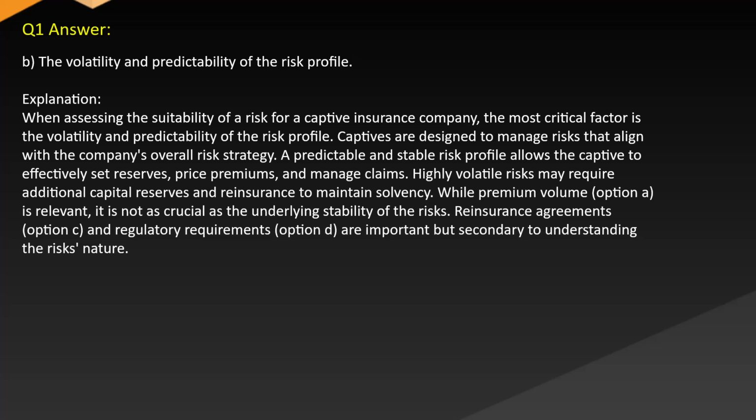While premium volume, option A, is relevant, it is not as crucial as the underlying stability of the risks. Reinsurance agreements, option C, and regulatory requirements, option D, are important but secondary to understanding the risk's nature.